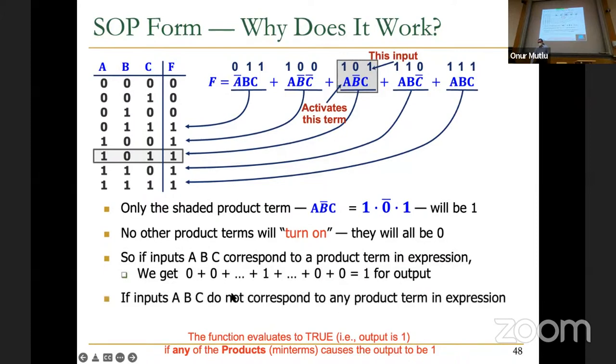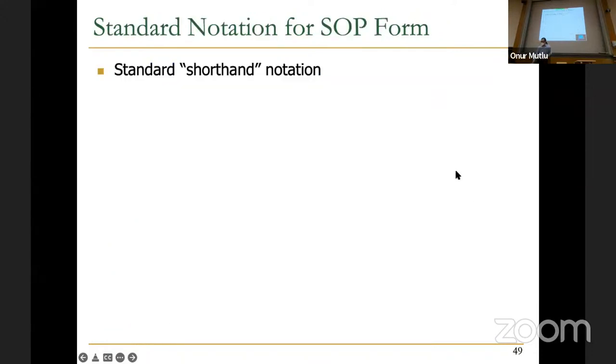But if you have inputs ABC that do not correspond to any term in the expression, meaning if you have inputs 000, for example, this evaluates to completely 0 because none of the terms is activated, because of the way you constructed it, right? That's the idea. So you can prove it clearly, but hopefully it's obvious. So now we've defined one of the canonical representations, and now we can actually agree on some things.